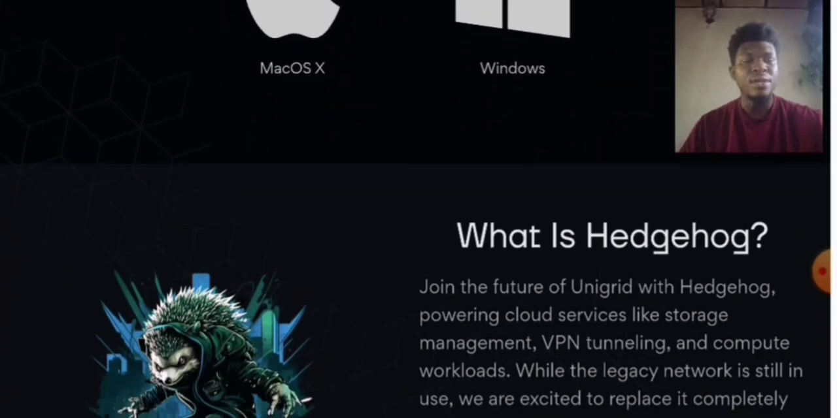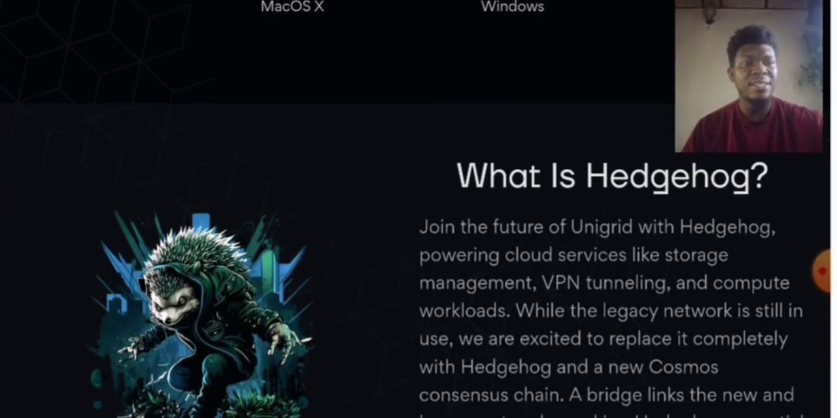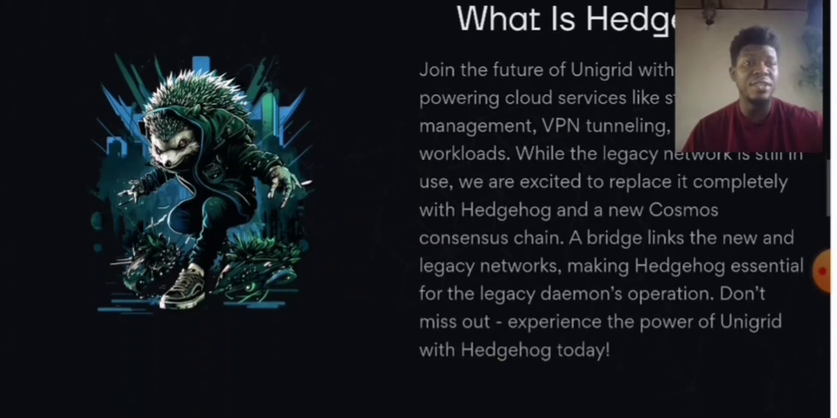But let's continue. I mentioned earlier that Unigrid has what they call Hedgehog. On their website, it says, join the future of Unigrid with Hedgehog, providing cloud serving-like storage management, VPN tunneling, compute workload. While the legacy network is still in use, we are excited to replace it completely with Hedgehog and New Cosmos. This is just saying that this is adding to the features that Unigrid already offers.